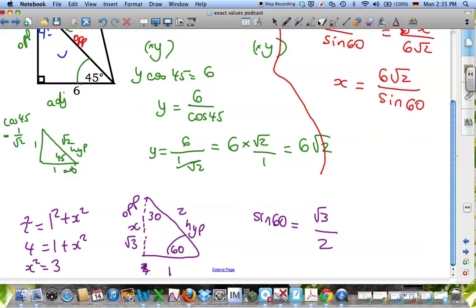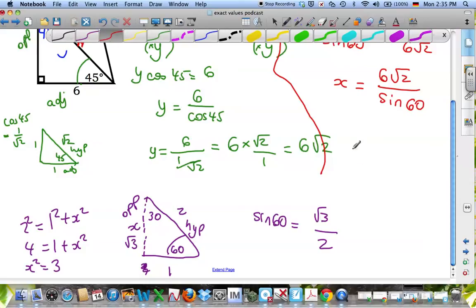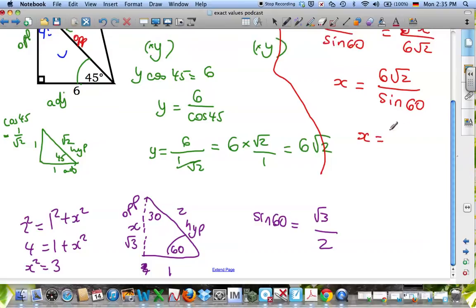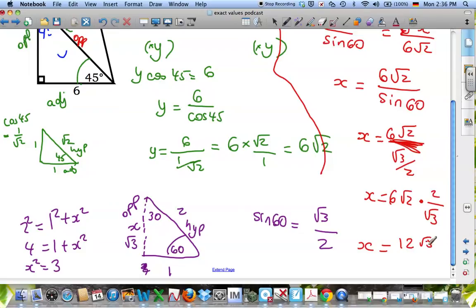Okay, so if we bring that back up here, let's go back to the red, which was the problem we were working on. I've called different things x. Hopefully that hasn't confused you too much. x equals 6 root 2 over sine 60, which is this, over root 3 over 2 again. To divide by a fraction is to multiply by the reciprocal. So that's 6 root 2 times the reciprocal, which is 2 over root 3. And simplifying that, the 6 times the 2 gives us 12, and then we've got root 2 over root 3.